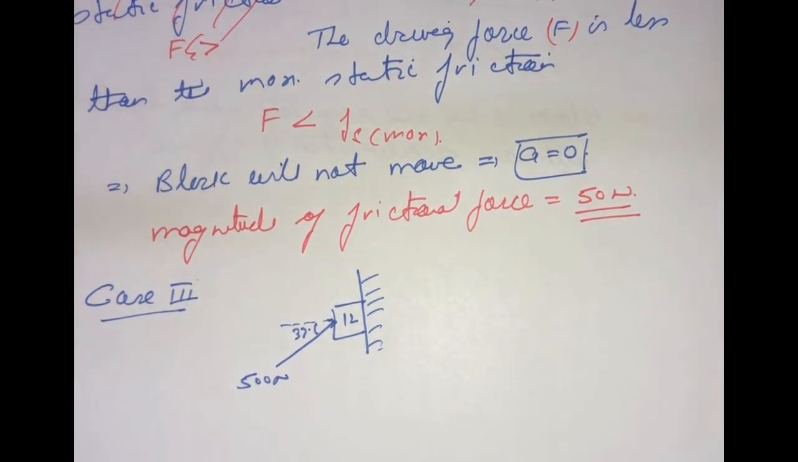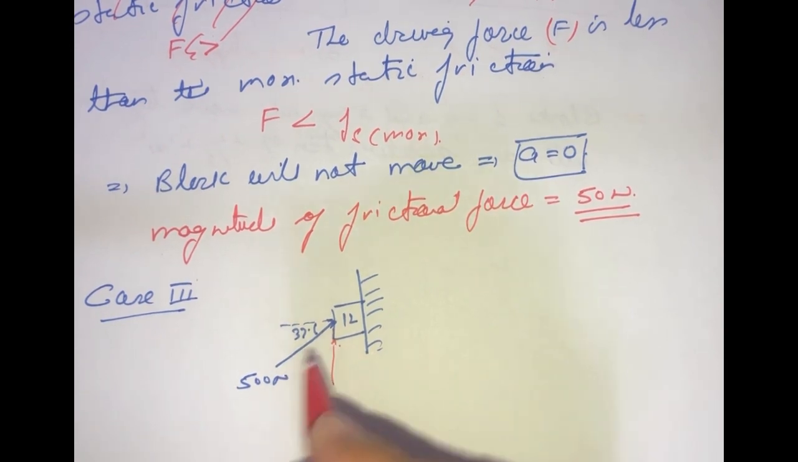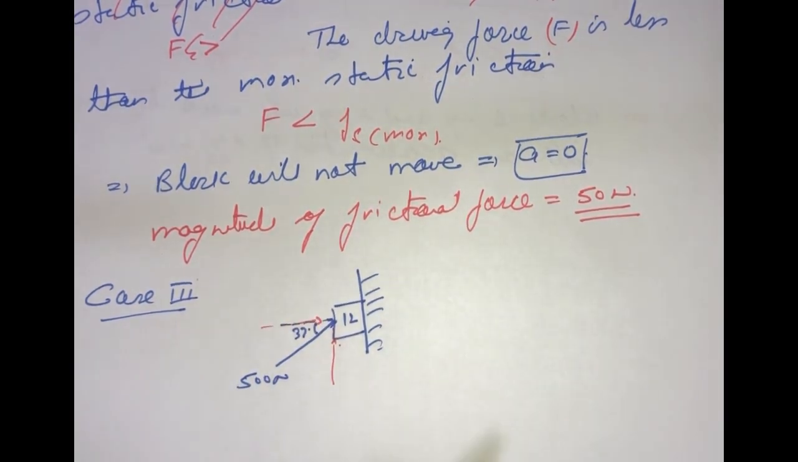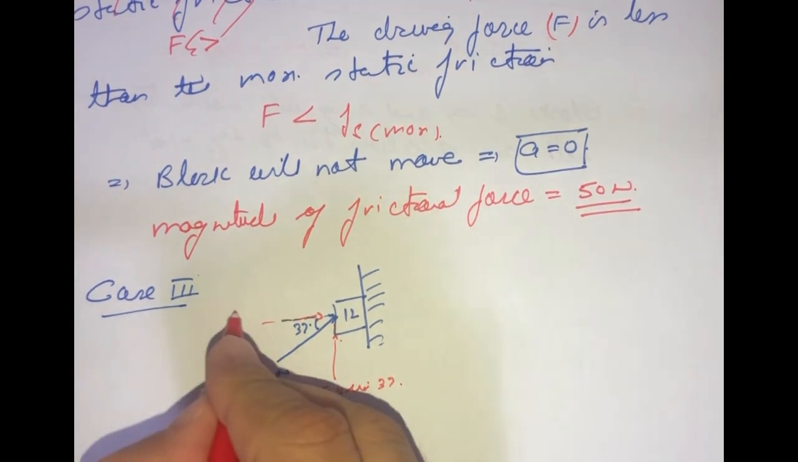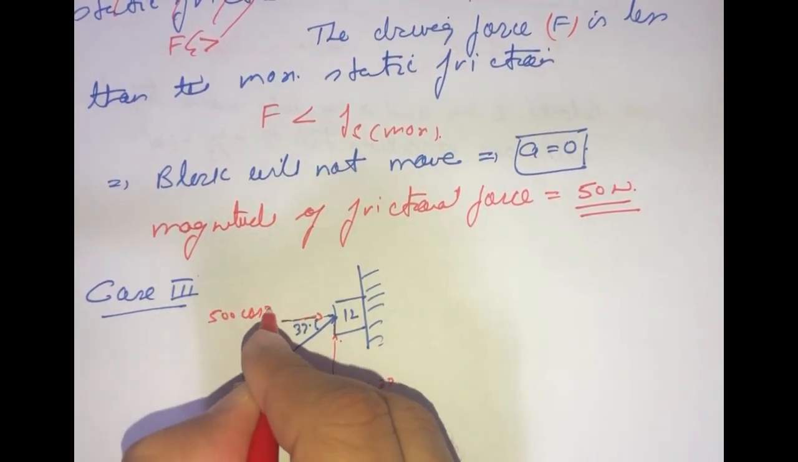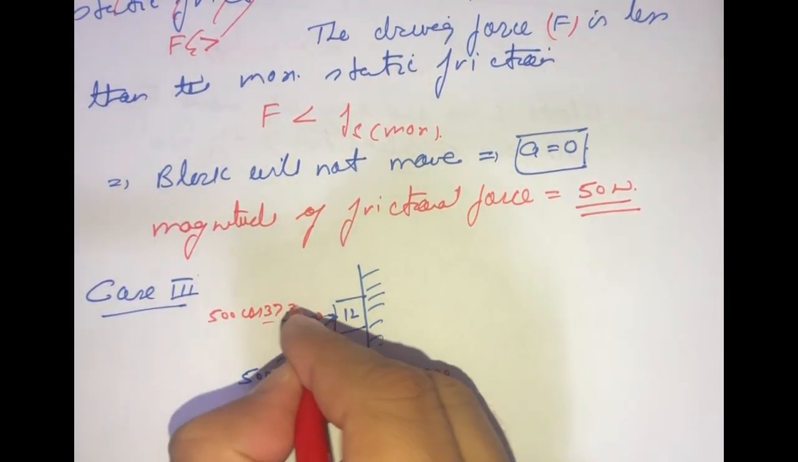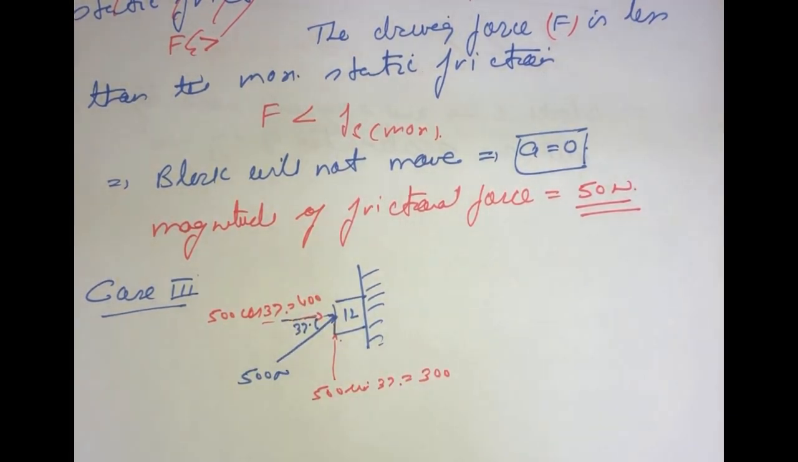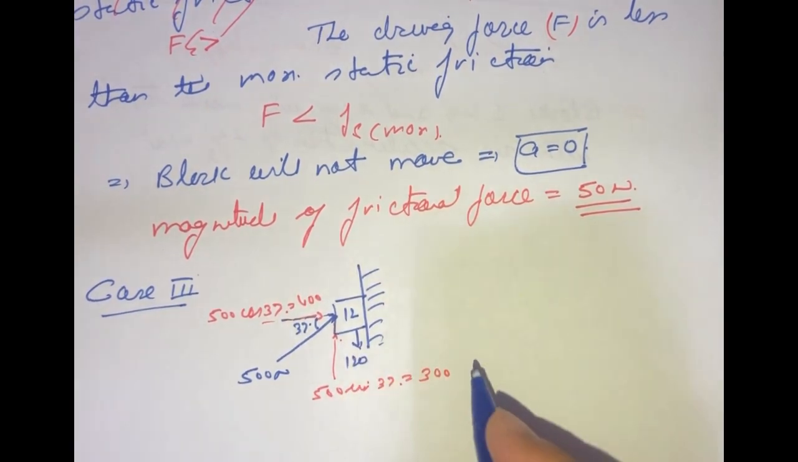So once again, okay, now in this case we can divide this force into two components, this and the horizontal one. Okay, so we get this as 500 sine of 37 and this will be 500 cos of 37. So sine of 37 is going to give us 300 and this will be giving us 400. And we have 120 mg in the downward direction.